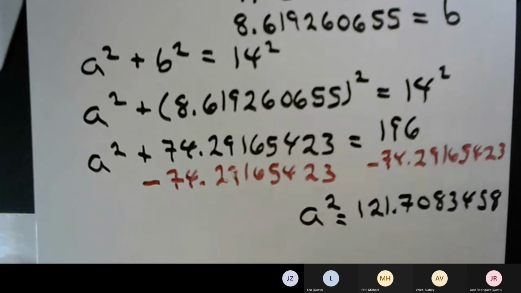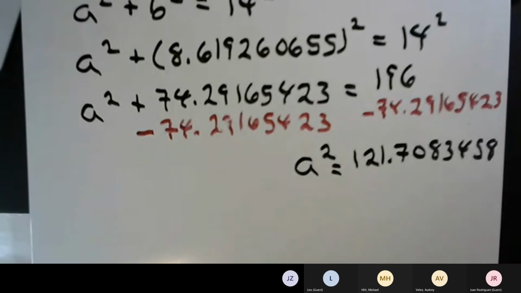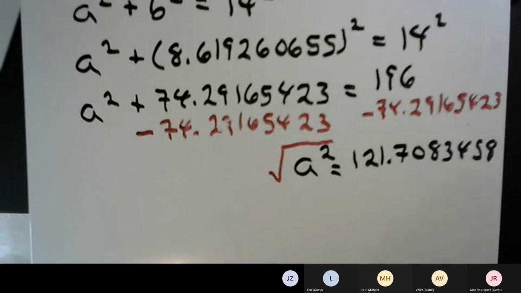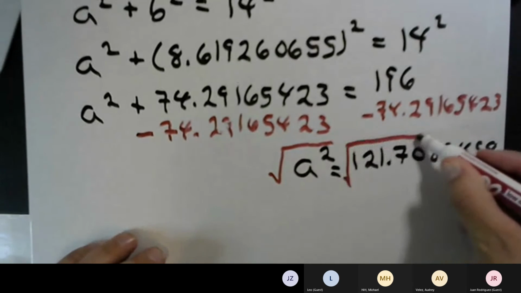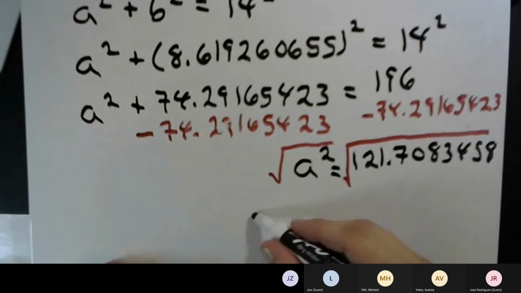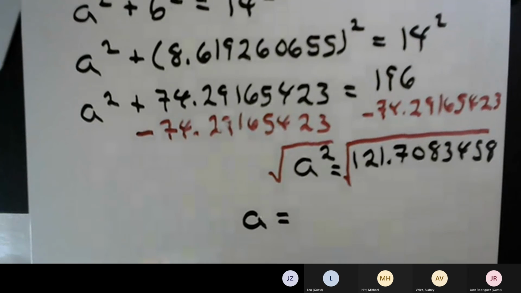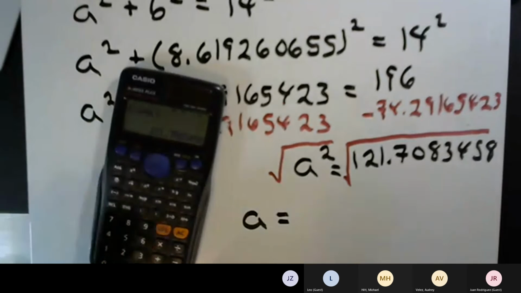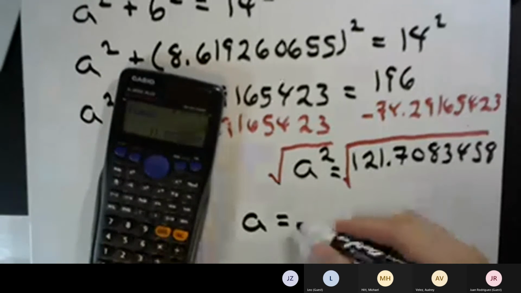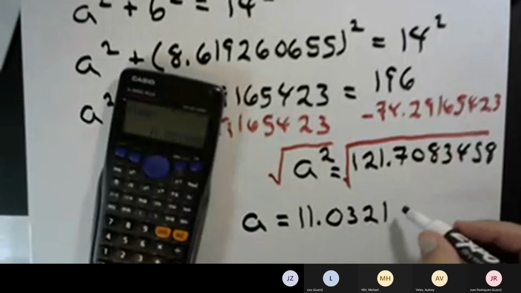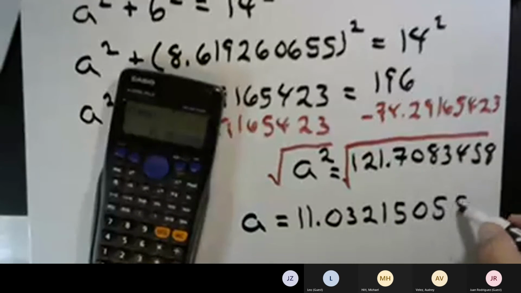So now we need to square root. The way we get rid of a square is we square root. The square root and the square act as inverses. They cancel each other out. What we do to one side, again, we have to do to the other. So we get a equals, on my calculator, I'll square root my previous answer, 11.0321555.